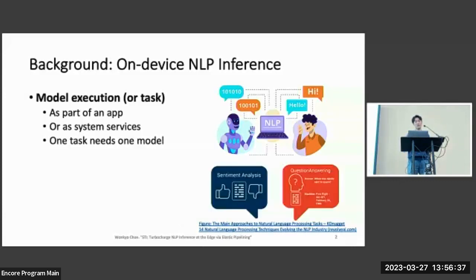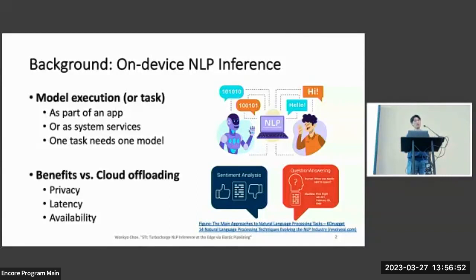There are a few popular NLP inference examples. For example, sentiment classification distinguishes whether the sentence is sad or happy, and question answering analyzes the given text and gives an answer. Compared to cloud-offloading NLP, on-device NLP inference has several benefits: users can be more private, can receive fast results from the application, and can use the application any time, anywhere.